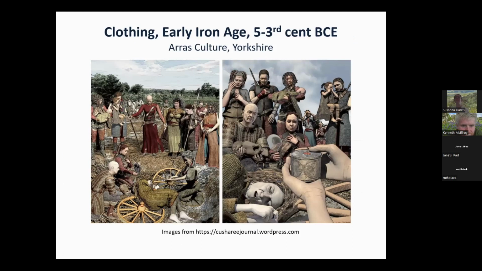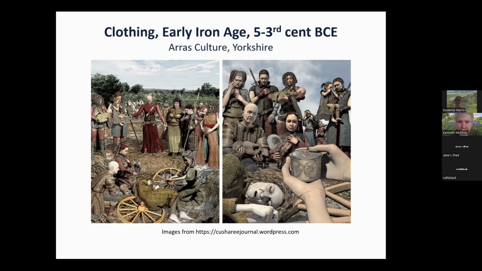And so this is clothing based on examples from the Arras culture in Yorkshire, where there are a number of wool preserved textiles, and here's showing that colour. And I think this is quite right by this point, that not only do people have the natural pigmented yarn and these slightly different weaves, but also colour within the textiles.